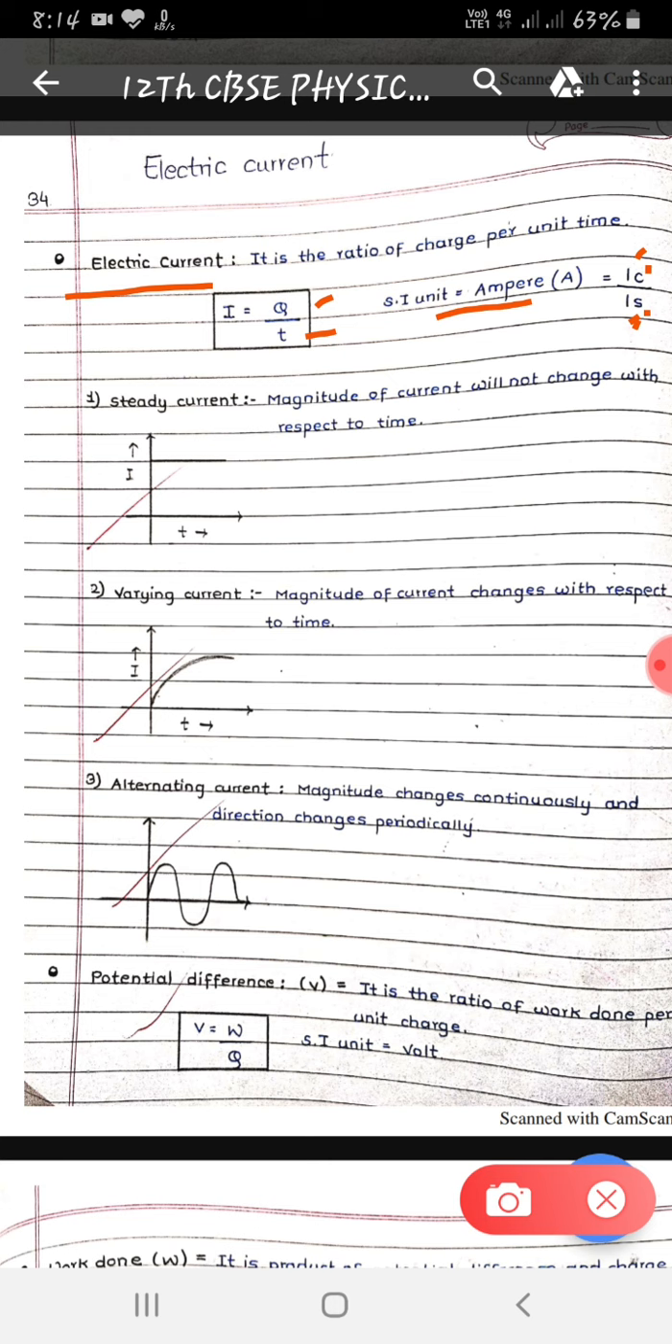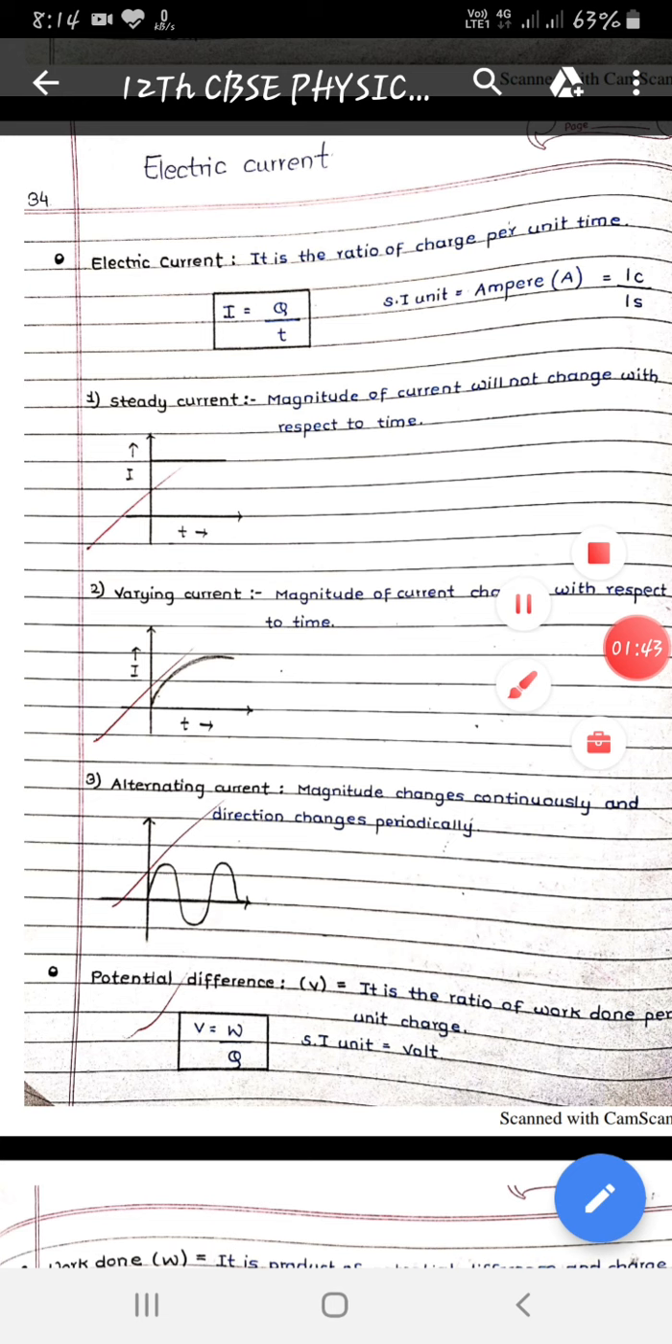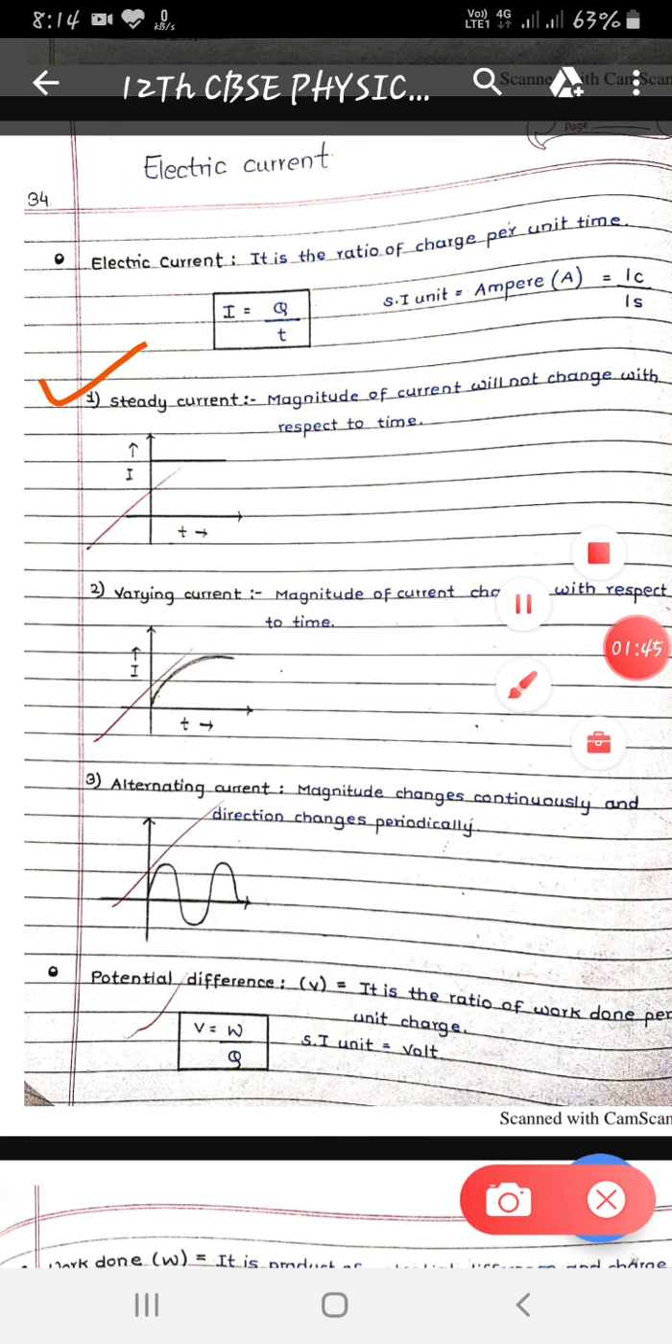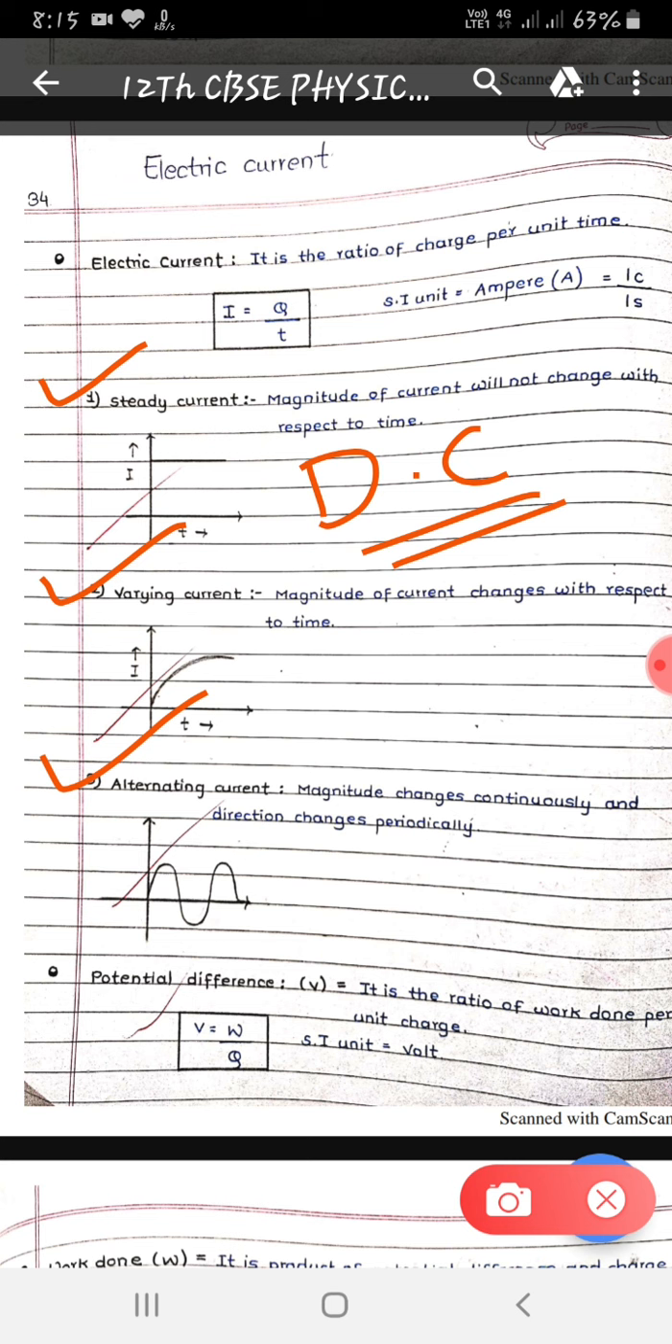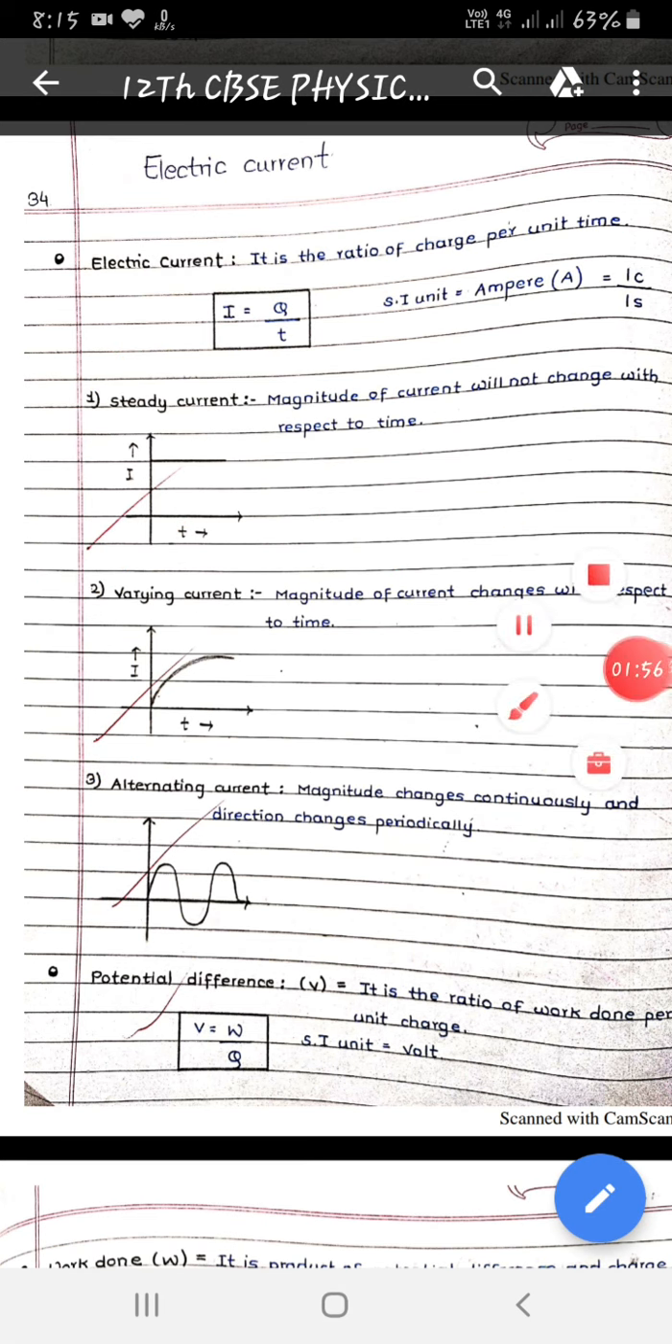Next, there are three types of electric current. First type is steady current, second is varying current, and third is alternating current. Steady current is also called DC current. So we'll discuss in detail now.